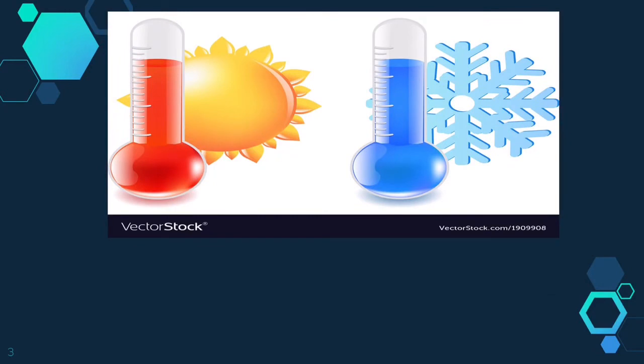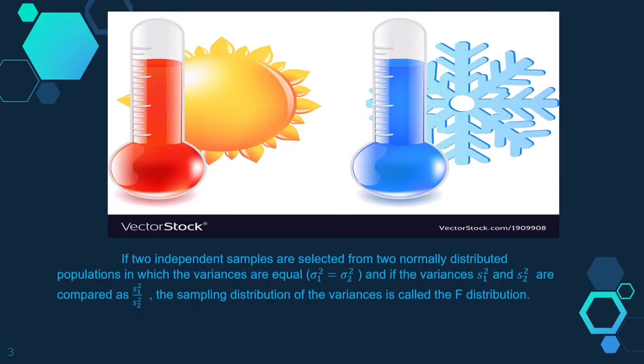For example, is the variation in the temperatures for a certain month for two cities different? For the comparison of two variances or standard deviations, an F-test is used. If two independent samples are selected from two normally distributed populations in which the variances are equal, denoted by sigma squared sub 1 is equal to sigma squared sub 2, and if the variances s squared sub 1 and s squared sub 2 are compared as s squared sub 1 all over s squared sub 2, the sampling distribution of the variances is called the F distribution.